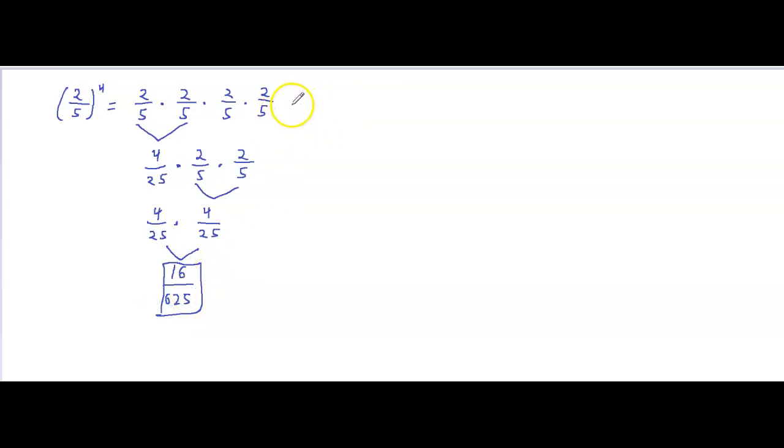You may notice that if you watch our exponent videos later, there's another way to attack this, which I'll just briefly mention. There's an exponent rule that says that I could give this 4 to each of these numbers separately, meaning that this is 2 to the 4th over 5 to the 4th, which means that on the top I really have 2 times 2 times 2 times 2, and on the bottom I have 5 times 5 times 5 times 5.